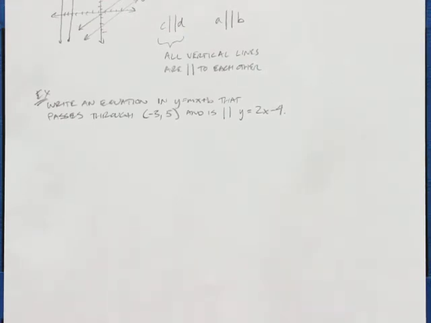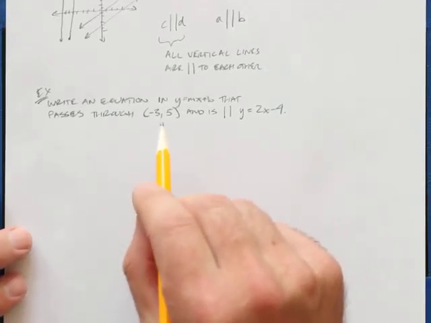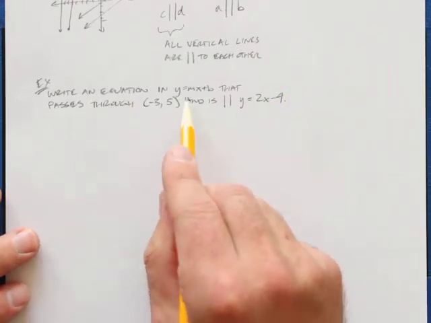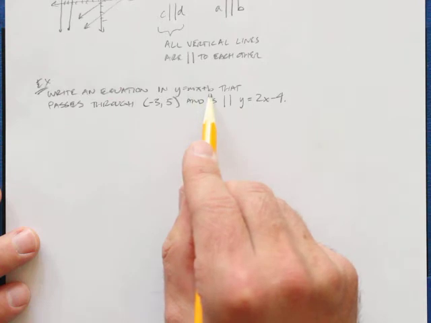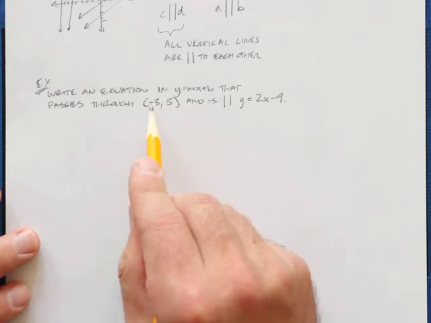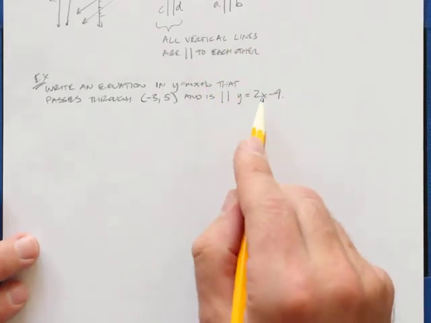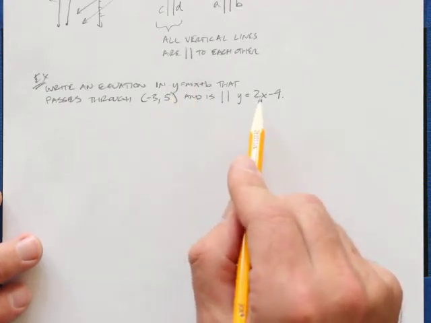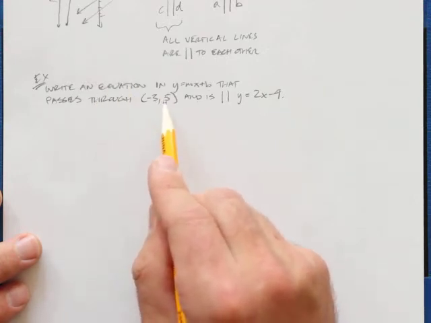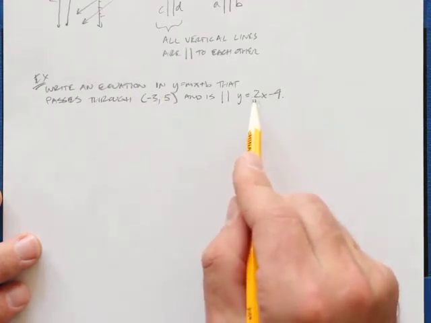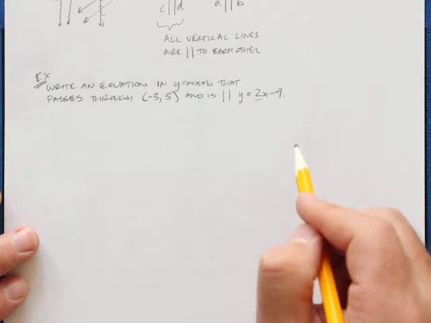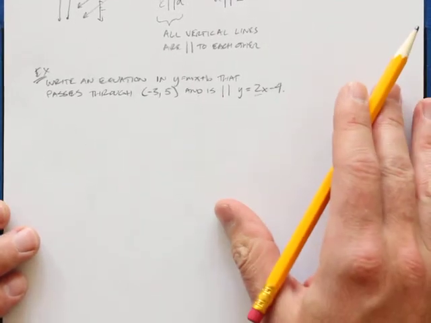So let's go ahead and talk about what we're trying to do here first. We're trying to find the equation of a line in y equals mx plus b, slope-intercept form, that is parallel to this line, but it contains this point. I know that for parallel lines, the slopes are going to be equal. So really what I'm saying here is find the equation of a line that passes through this point and has a slope of 2. That's really what we're being asked to do, which is something that we've already done in this chapter.